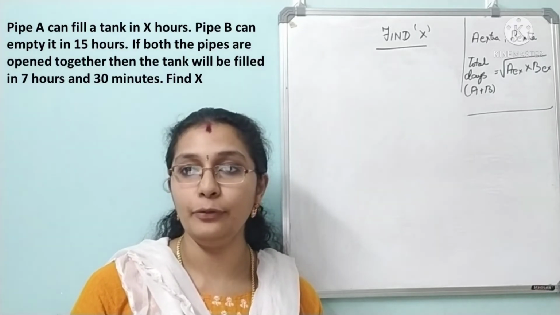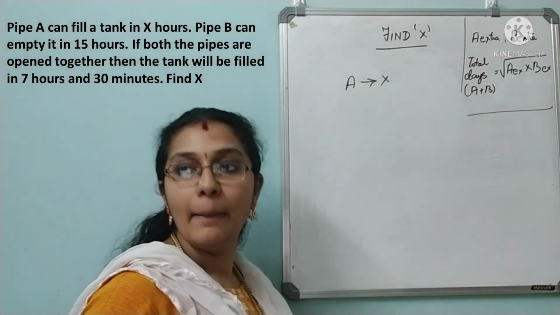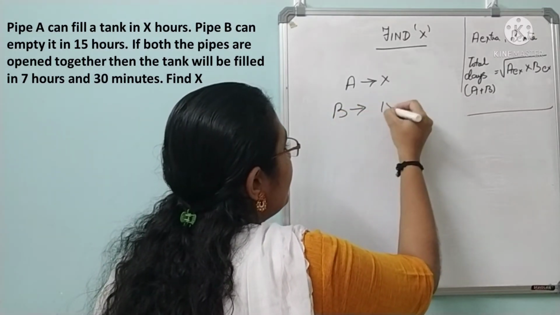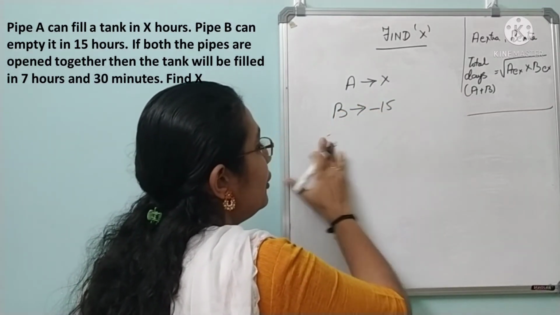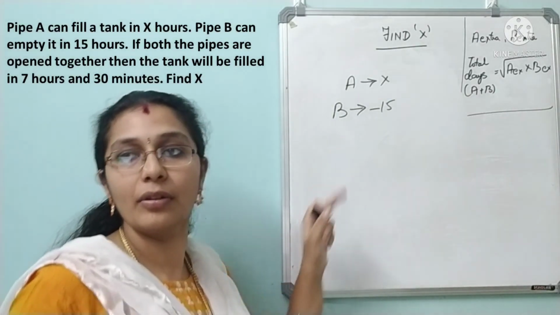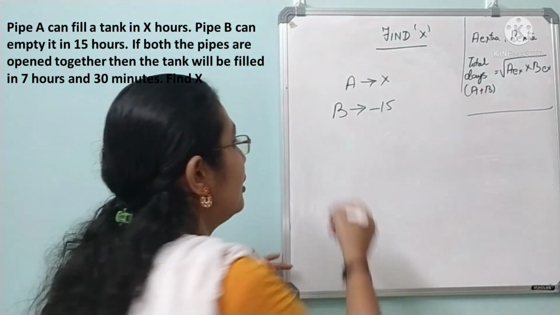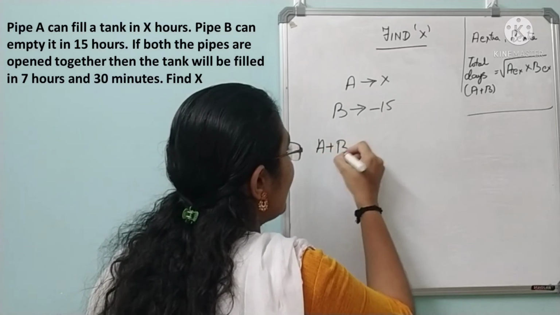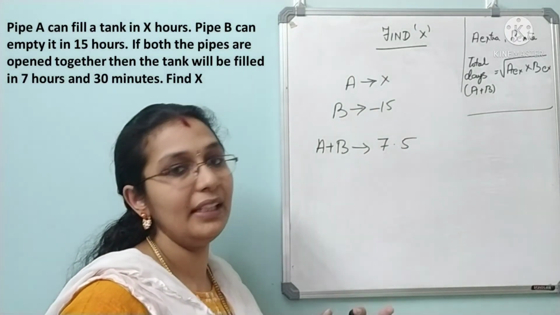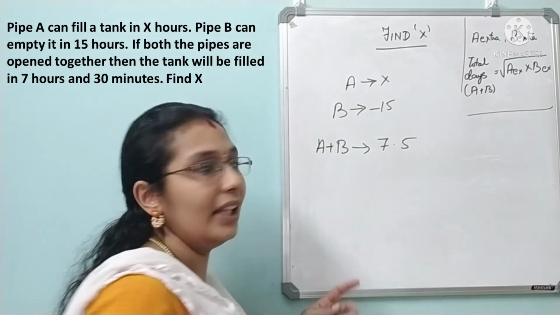Pipe A can fill a tank in X hours. Pipe B can empty it in 15 hours. I told you, when you have empty, that is negative work, you put a negative sign here. If both the pipes are open together, then the tank will be filled in 7 hours and 30 minutes. So A plus B together in 7 hours 30 minutes, I can keep it as 7.5, which is 15 by 2. I'll keep it like this.